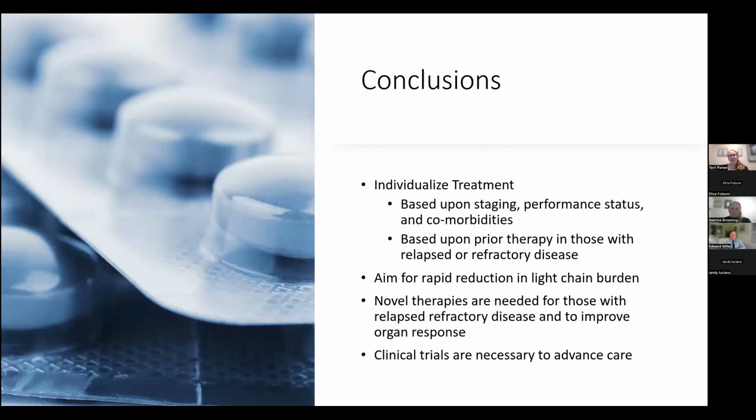Well, that's a lot of information, which is not easy to parse down. But in conclusion, we really need to individualize our amyloidosis treatments based upon an individual's staging, performance status, organ involvement, and comorbidities. In addition, for those with relapsed or refractory disease, we need to really look at their prior therapies in choosing the next line. Our aim is for a rapid reduction in light chain burden.